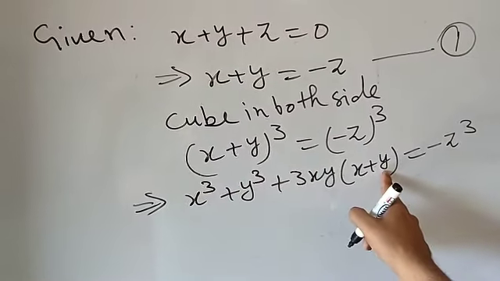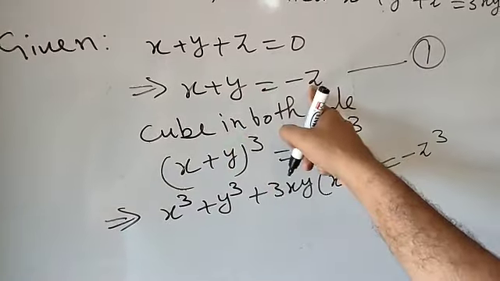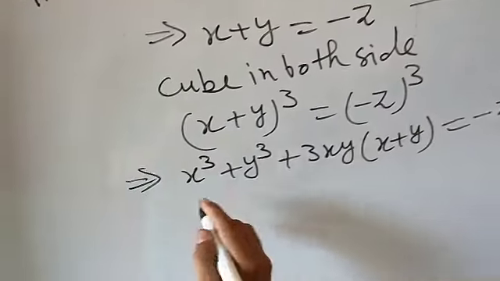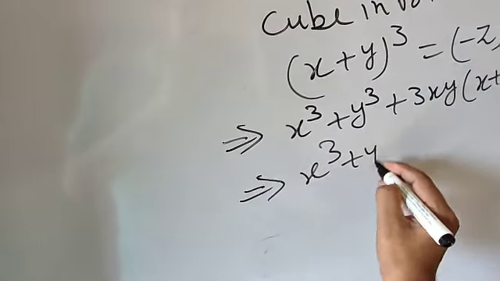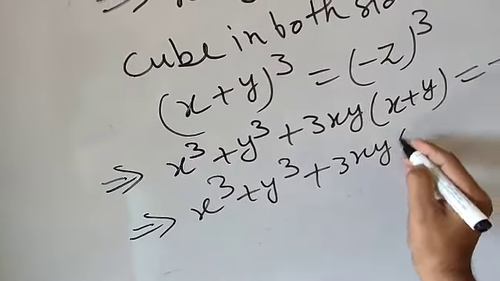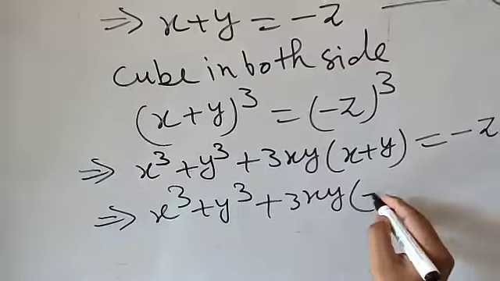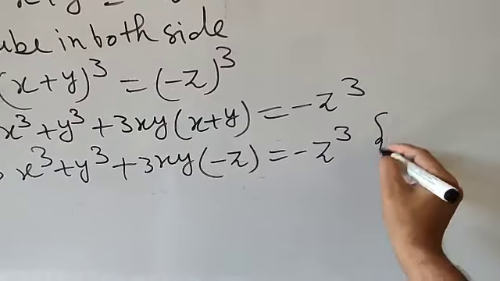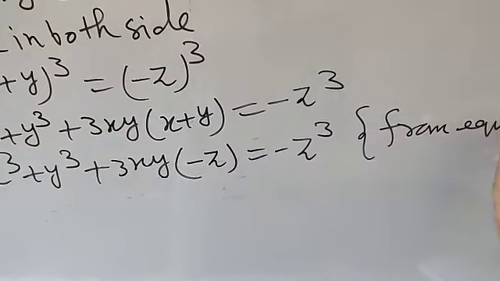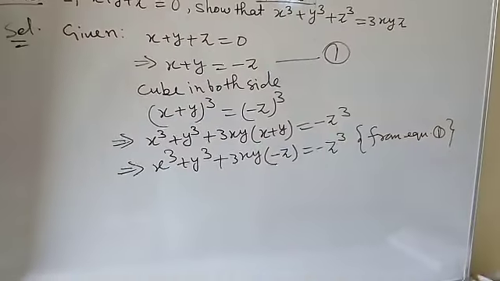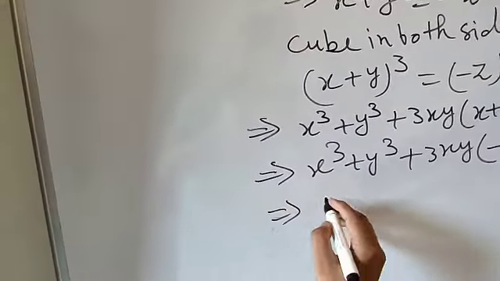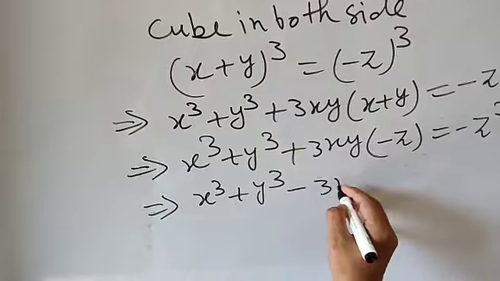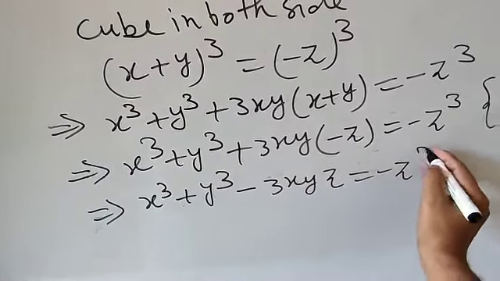Now here in the bracket x plus y is there. So x plus y equal to minus z. So from equation 1 I can replace x plus y with minus z. So I can write x cube plus y cube plus 3xy in the bracket, at the place of x plus y I am going to write minus z, equal to minus z cube. I had replaced that value from equation 1. Now it is equal to x cube plus y cube plus 3xy into minus z, that is minus 3xyz, equal to minus z cube.